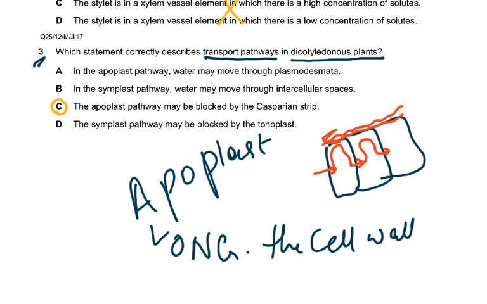This is apoplast. And symplast is cytoplasm to cytoplasm. Because here you would be having the vacuole inside it. So cytoplasm to cytoplasm, and there's a Y in cytoplasm and there's a Y in the symplast pathway. So that is why the answer C was correct: the apoplast pathway may be blocked by the Casparian strip. The Casparian strip is the layer of suberin around the endodermis. So that actually is on the outer surface, so that's why that blocks the apoplast pathway.